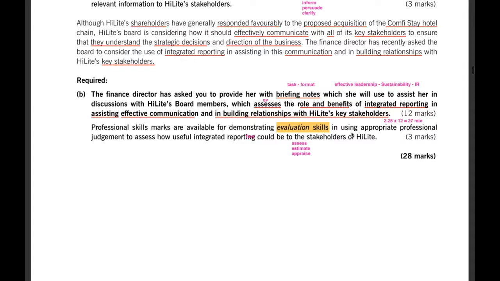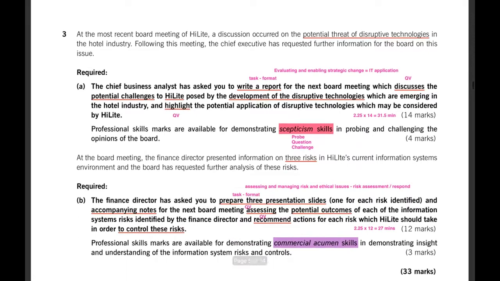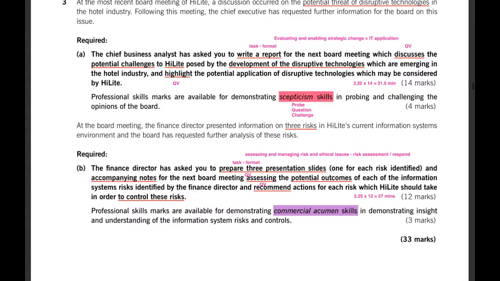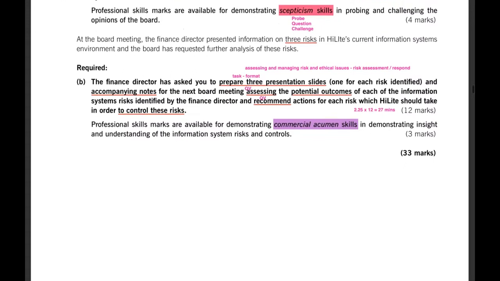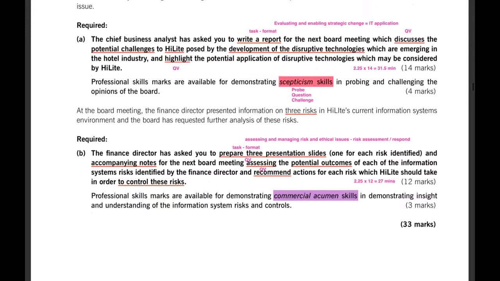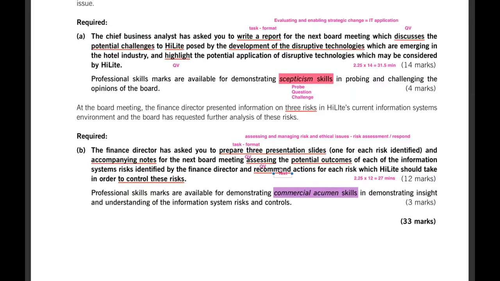This question is about integrated reporting. Then the last one here is about disruptive technologies, something that you can look for inside the exhibits. And here it's talking about risk assessment and response. Basically, this is what you have. We missed one element here.